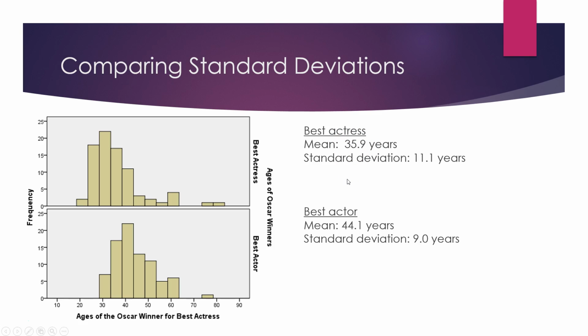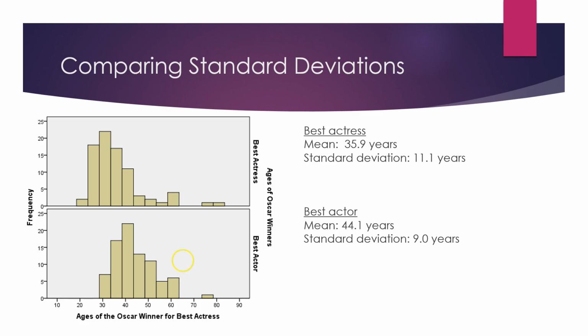But one thing that you can do is compare standard deviations for similar data sets to each other. So when we look at the histogram for Best Actor, the mean is 44.1, which does make sense. It definitely looks like in general this data set was shifted to the right from the Best Actress. So they had a higher mean, but another thing that you can see from this picture in general is that they're in general more compact values.